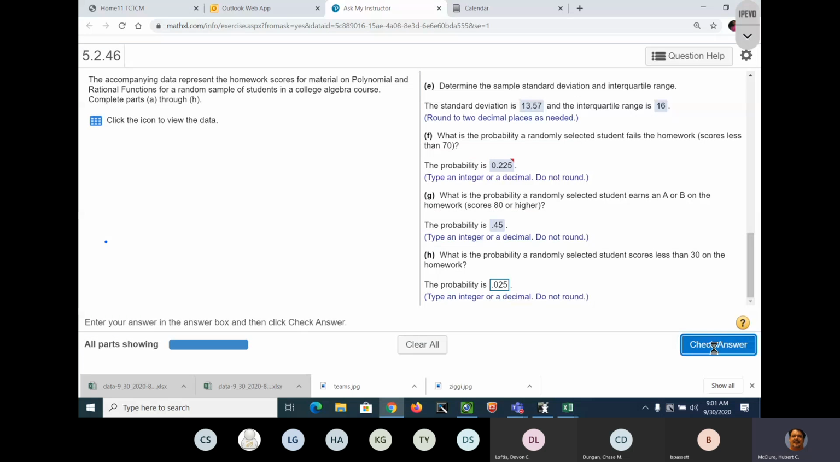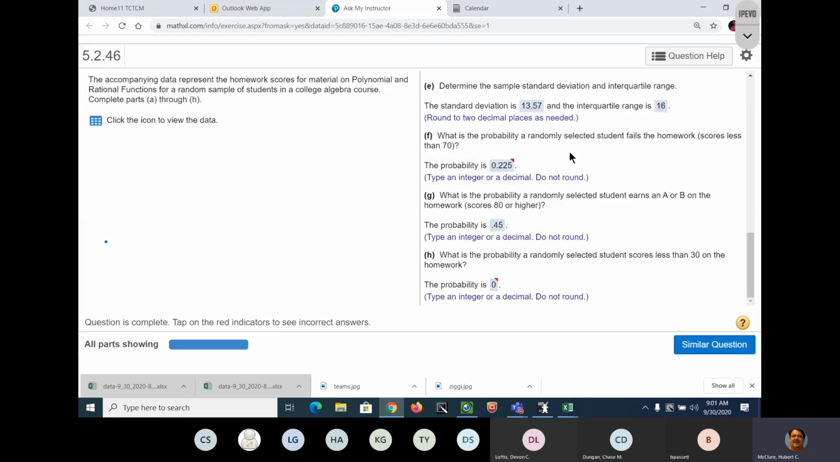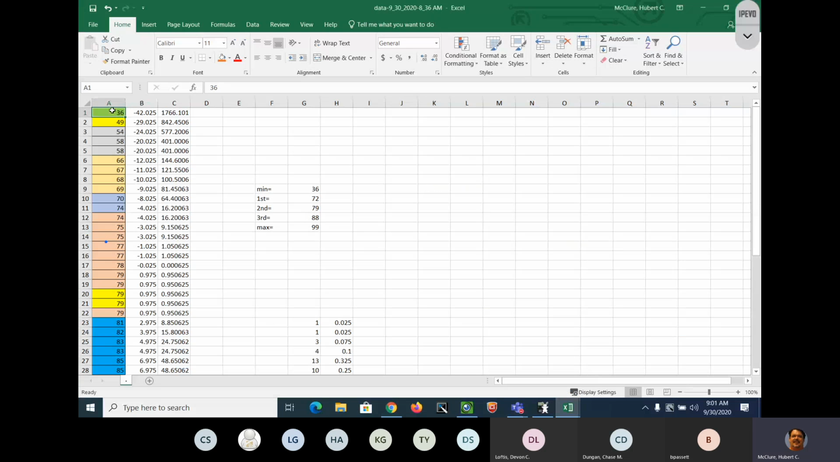Okay, I must have done something wrong. Oh, less than 30. Oh, okay, I'm sorry. I read the table wrong. This is not less than 30. 30 would be down here, and there is no 30, so that's why it's 0%. I thought they meant 36. I'm sorry. Less than 30.